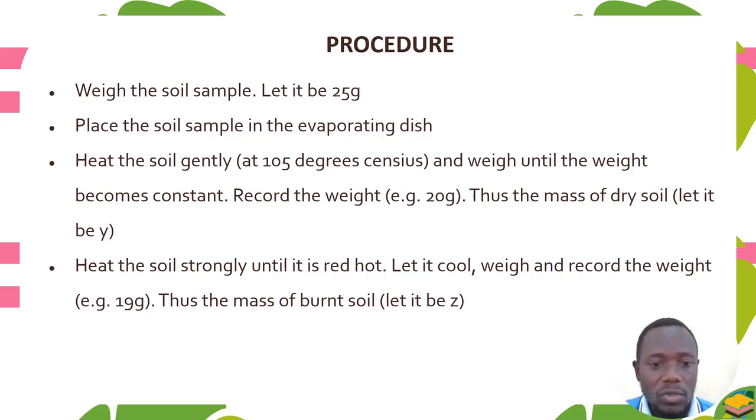Okay, so we can give the dry soil letter Y. Then heat the soil strongly until it is red hot and let it cool. Weigh and record the weight. After recording, you may find that it is 19 grams. That's the mass of the burnt soil. You can give the mass of the burnt soil to be Z.